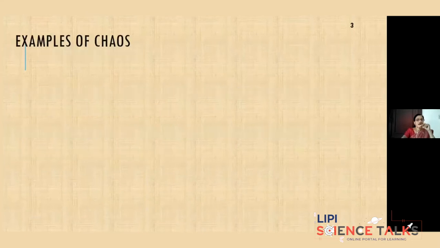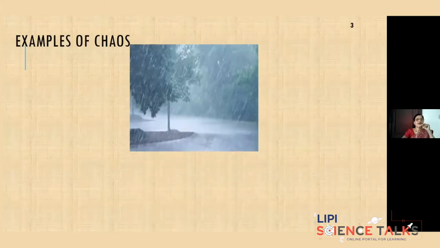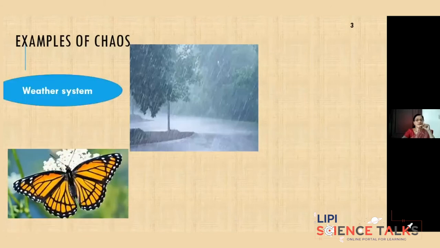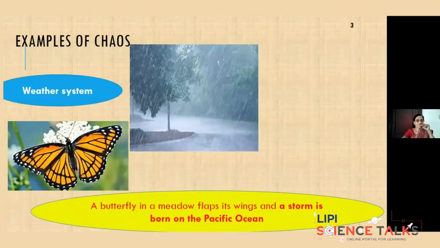Now, examples of chaos. There are ample examples in ordinary life. Almost all physical systems are, I must say, chaotic systems. The weather system is an example of a chaotic system, where even a butterfly flapping its wings may transform the weather or may cause a storm in some other region of the universe. We all know that as the butterfly effect.